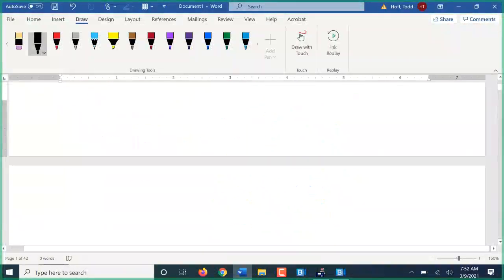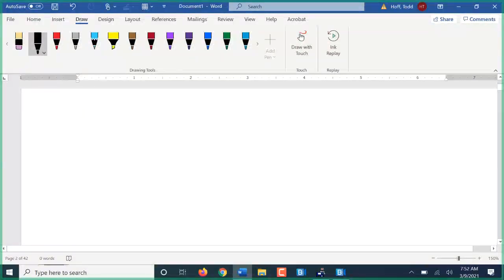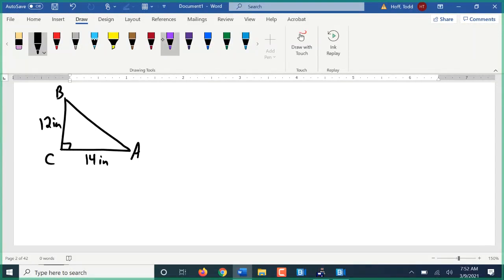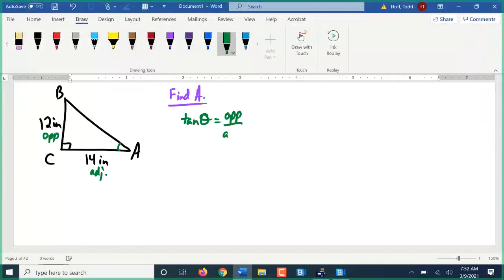There's one other possibility, of course. I could be given both legs. Like this. Might be told that this is 12 inches and this over here is 14 inches. If I want to find angle A, according to A, this would be the opposite leg, and this would be the adjacent leg. Opposite and adjacent make tangent. Tangent of theta is opposite over adjacent.